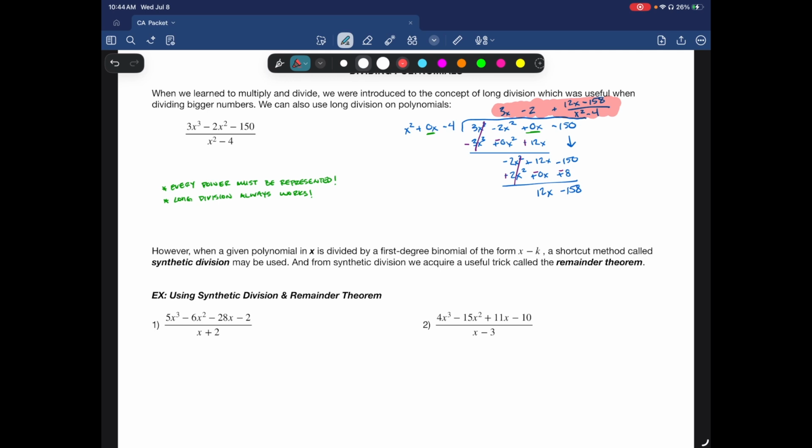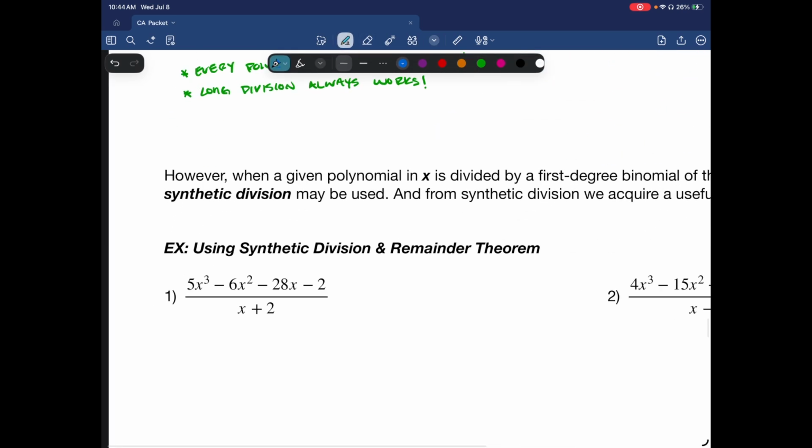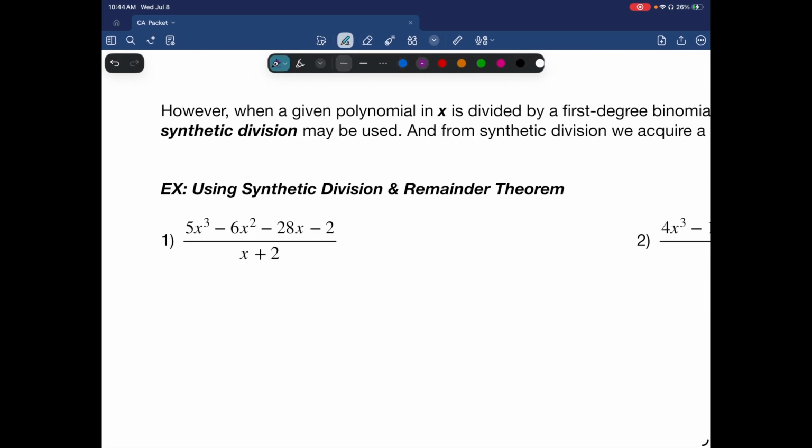If this was 2x, or let's say if there was a number in front of x that's not 1, you would still want to use long division. But here, we have x plus 2. If we set that equal to 0, we get x equals negative 2. And so negative 2 is what I'm going to divide by.